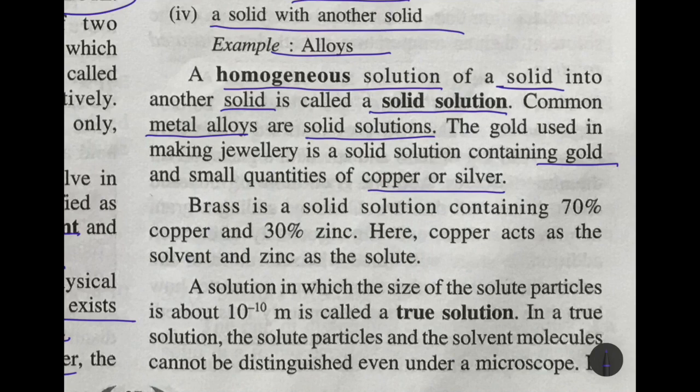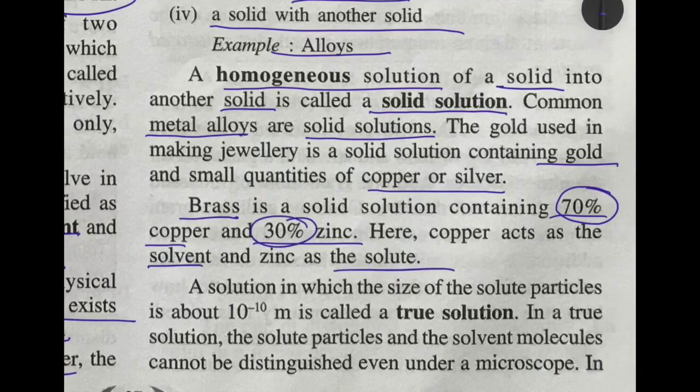So brass is an alloy. It is made up of 70% copper and 30% zinc. So what is more? Copper is more. That means copper is the solvent and zinc is less, so zinc is the solute. A solution in which the size of the solute particles is about 10 to the power minus 10. That is 1 divided by 10 to the power 10.